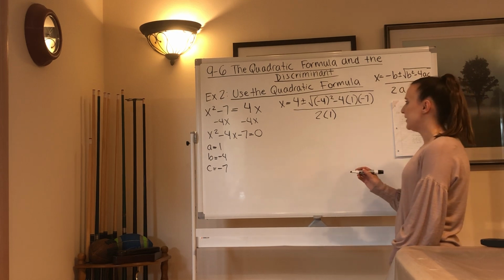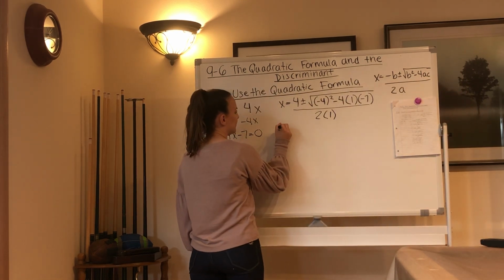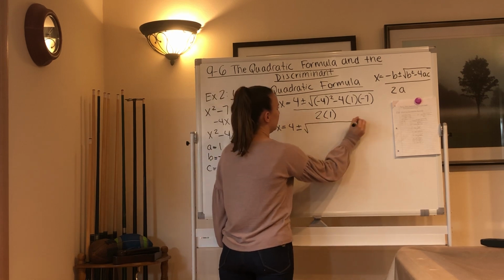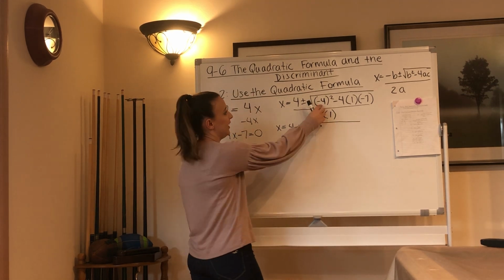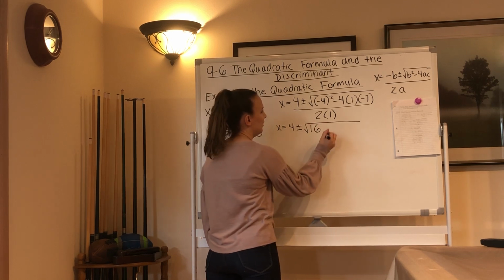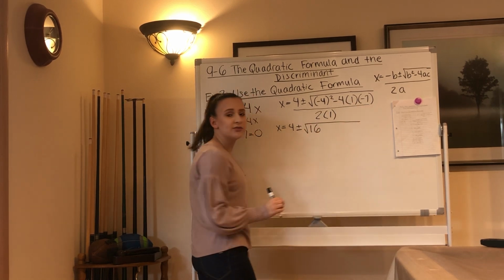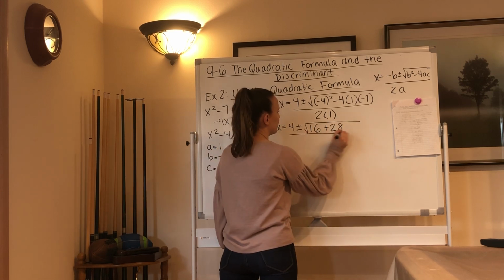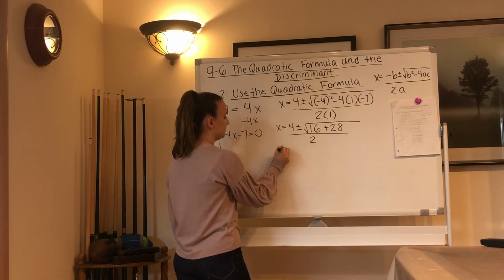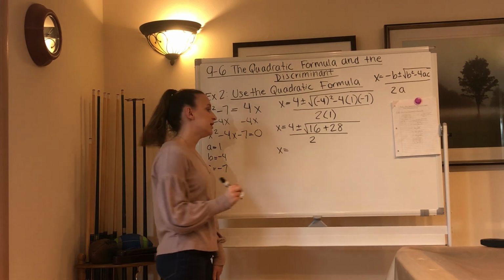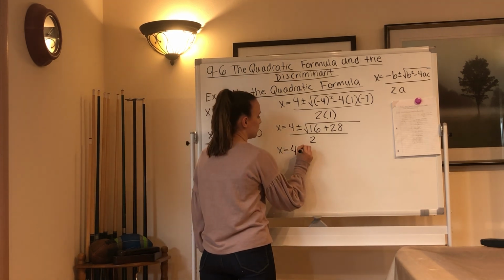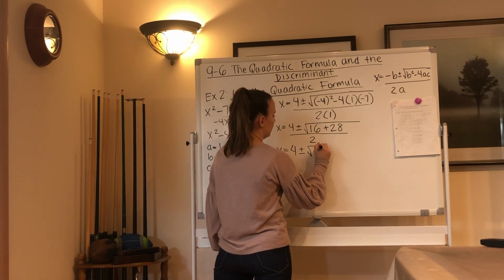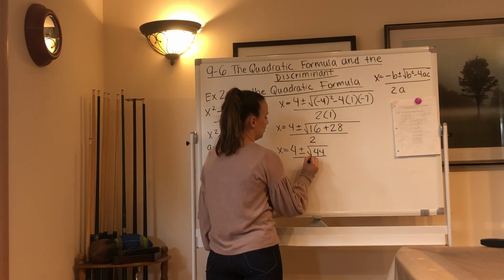Now we're going to simplify down. X equals 4 plus or minus the square root of -4 squared, that's 16. -4 times -7 is +28. All over 2. X equals 4 plus or minus 16 plus 28 is 44, over 2.